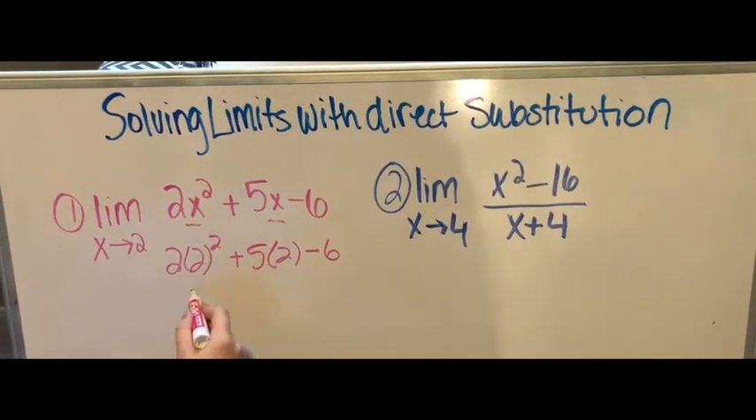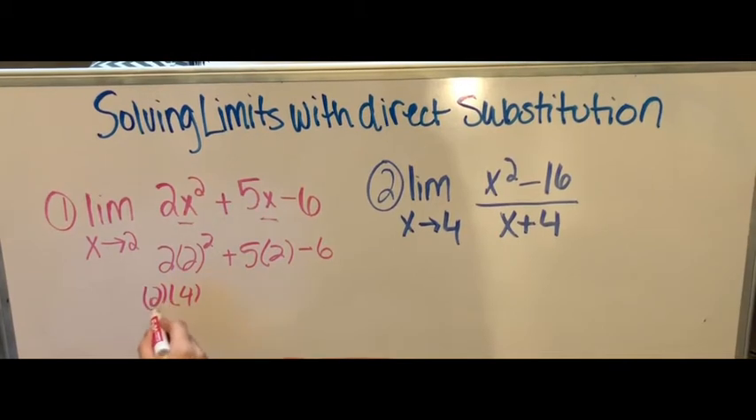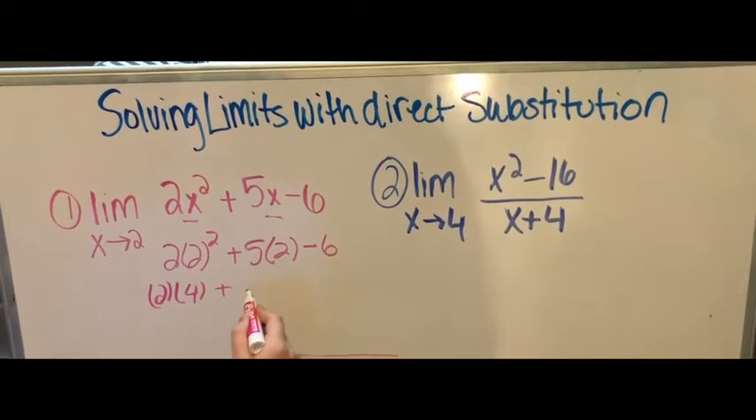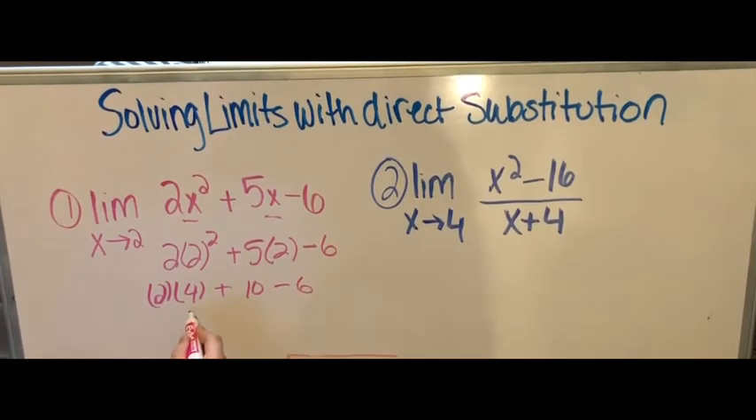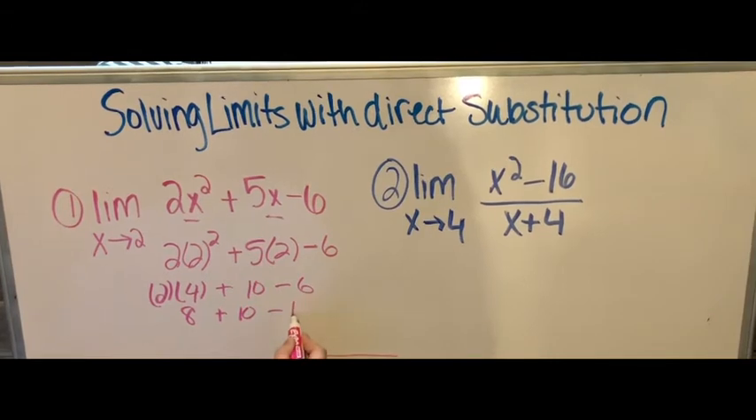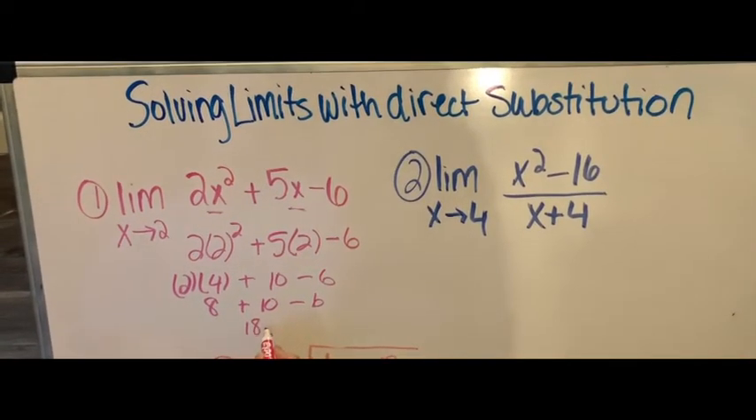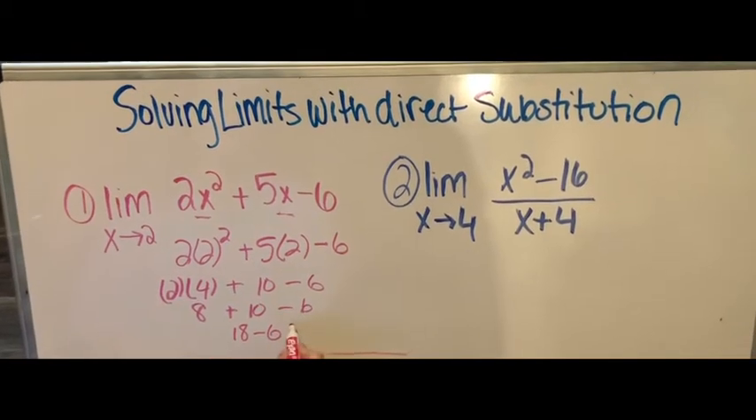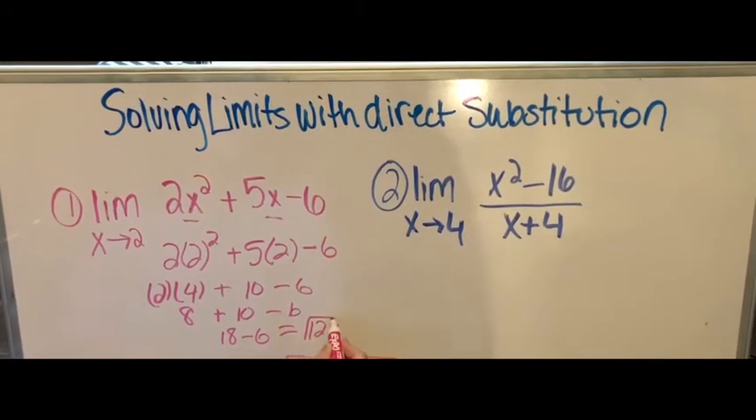2 squared is 4. Multiply that by the 2 out front. Plus 5 times 2 is 10 minus 6. 2 times 4 is 8. Carry this down, plus 10 minus 6. So now we've got 18 minus 6. So that means the limit for this problem is 12.